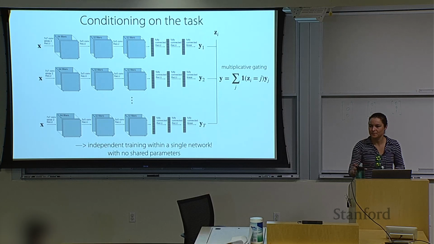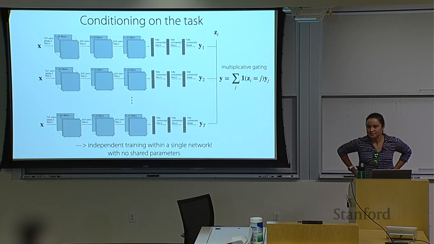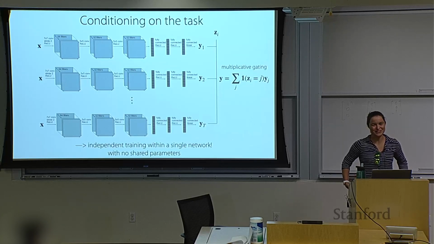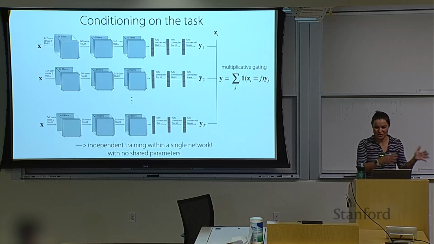Yeah? Shouldn't the goal of multitask learning be to have the best performance across all tasks with as many shared parameters as possible so that the computation complexity goes down? Yeah, exactly. So in general, this is not a great way to go about doing multitask learning. It's kind of one extreme.